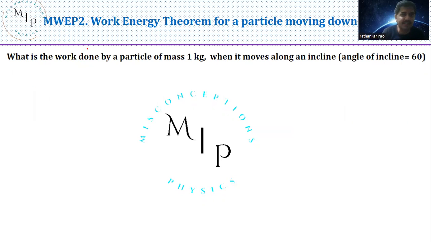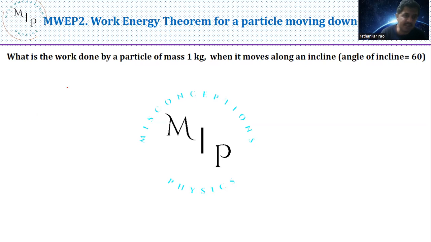Okay, the question is, what is the work done by a particle of mass 1 kg when it moves along an incline and the angle of incline is given? Anyway, substitution of parameters, we'll do it later on. But let us begin with the problem. So we'll do it by multiple methods as the video itself suggested. We are not going to do it with only one method. Let us learn all the one or two methods.